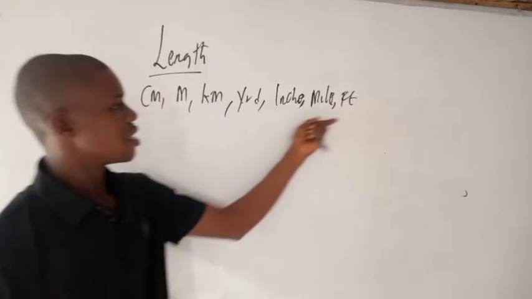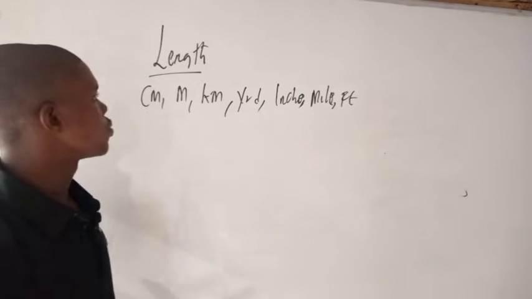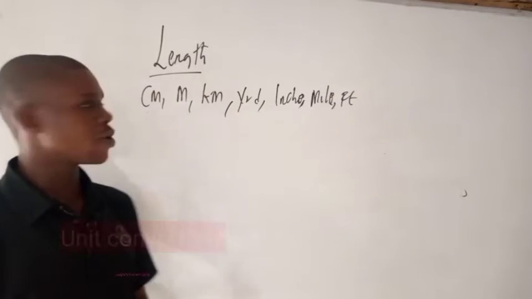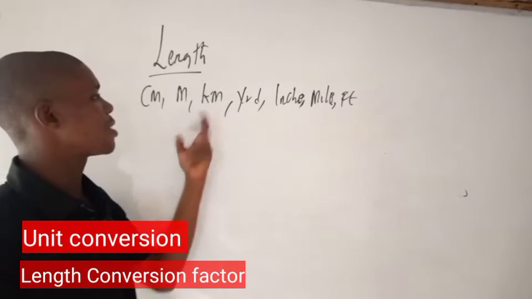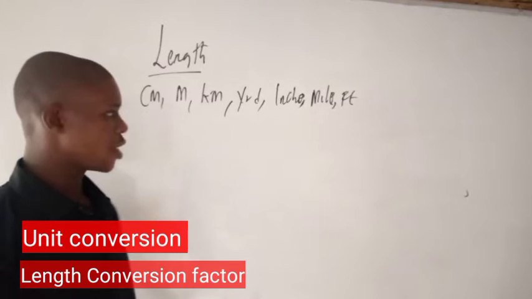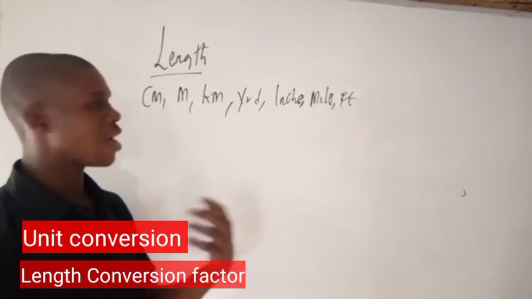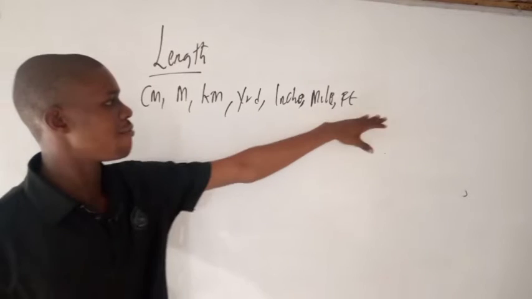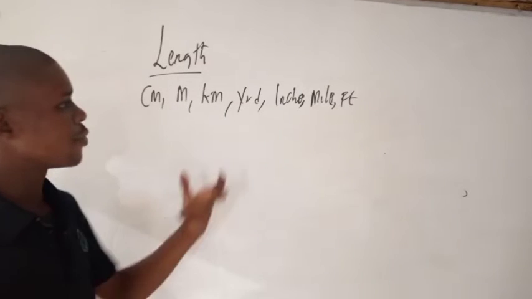Now, when it comes to length, there are various units. The common ones we know are centimeter, meter, and kilometer. This is what we have been used to. But as we move higher, you now see yard, inch, miles, and feet. So what is the relation between them?